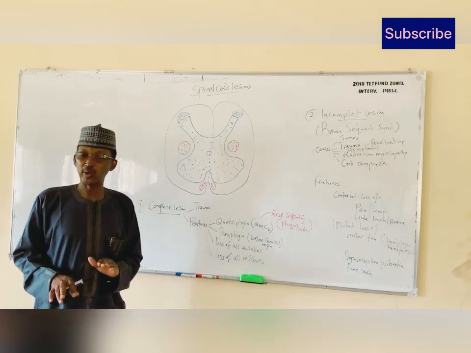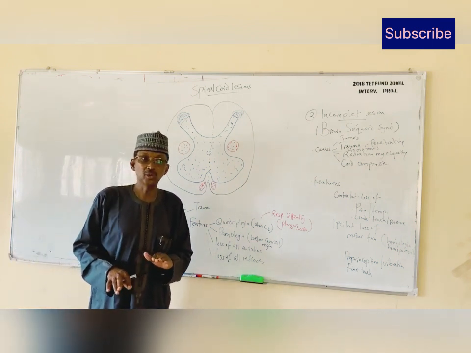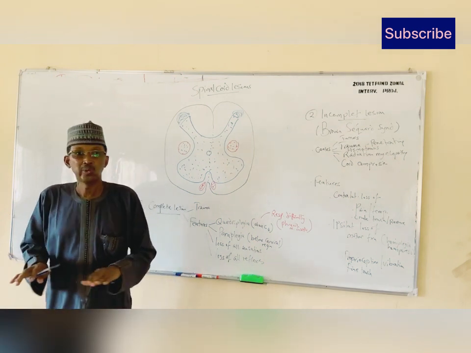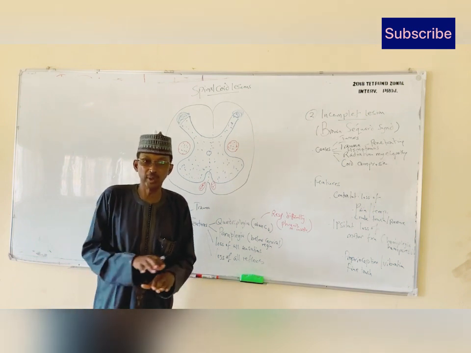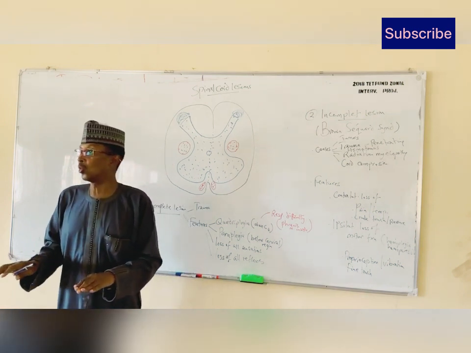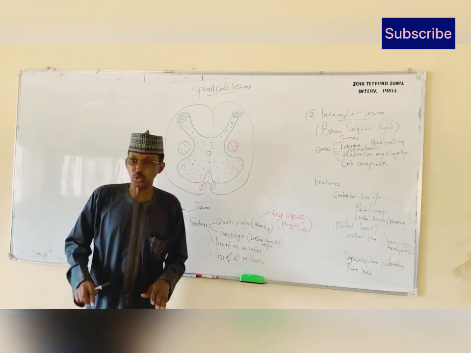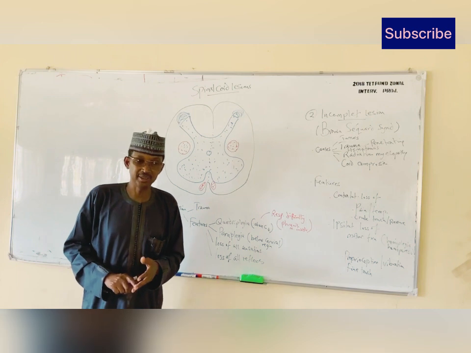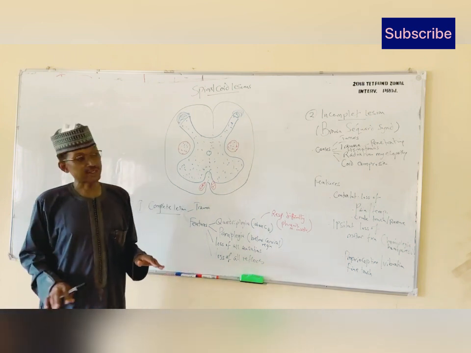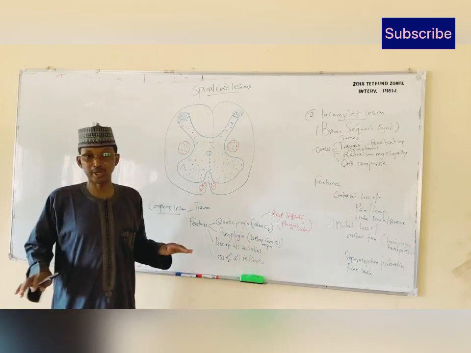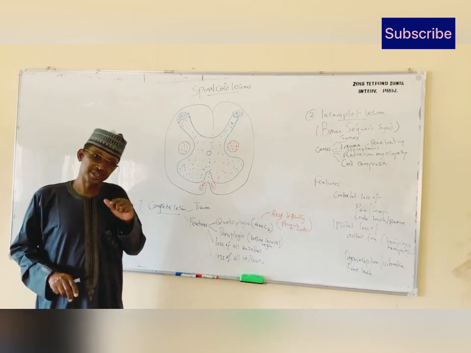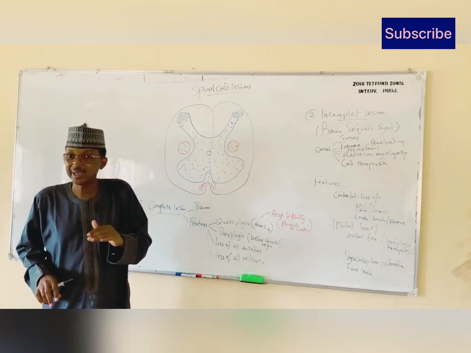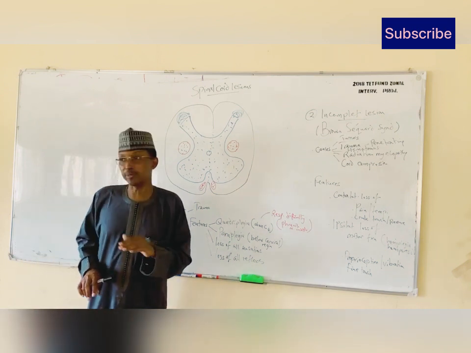So when we talk about complete spinal cord transection, once that happens, there is no sensation at all. There is no motor movement at all. So both motor and sensory sensation are all lost. That is with regard to the total or complete spinal cord transection. The features that one can see in the clinic depend on the level of the transection.